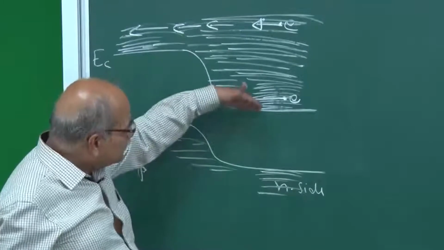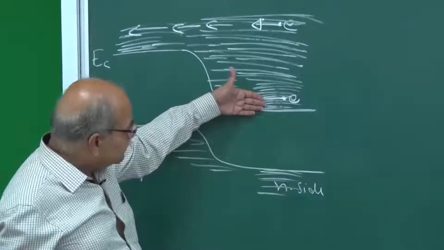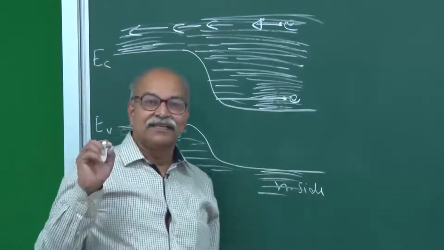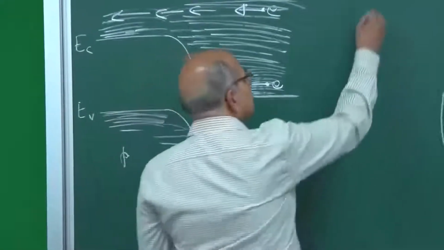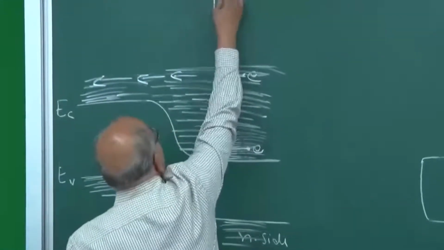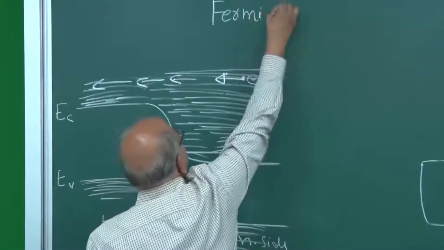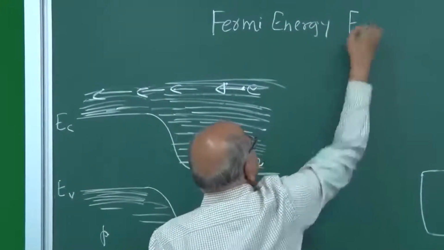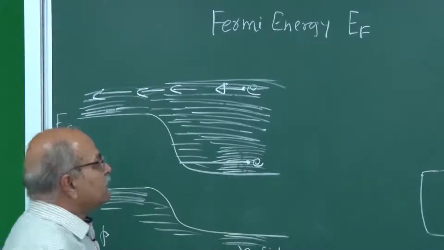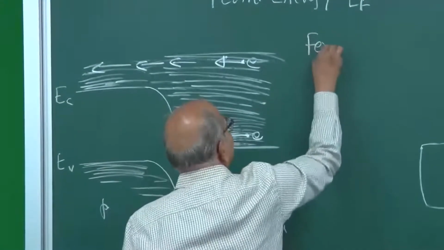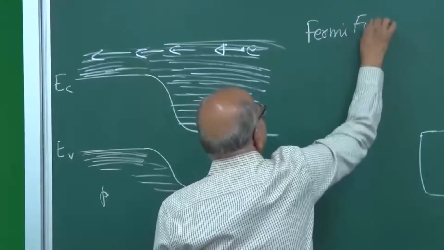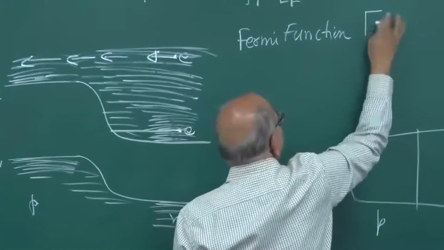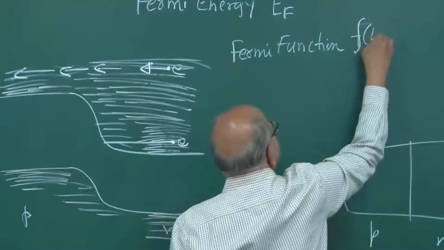And to get that distribution, how many electrons are in these energies, you need a very important concept, a parameter which is known as the Fermi energy, written as EF. So I'll write a function which is known as the Fermi function, and then I'll tell why I am writing this, what the significance is. Let's call it f.